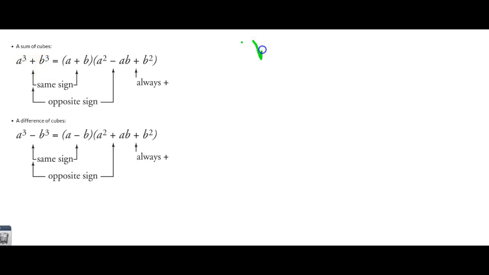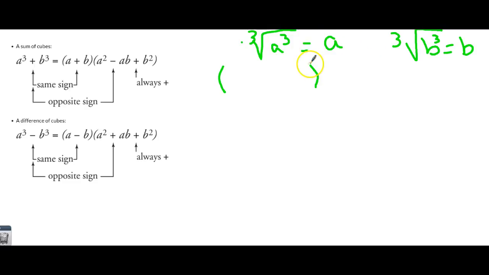So, what is the cubic root of a cubed? A. What is the cubic root of b cubed? It's b. Now, the first parenthesis will contain the cubic root of a cubed, which is a, and the cubic root of b cubed, which is b.